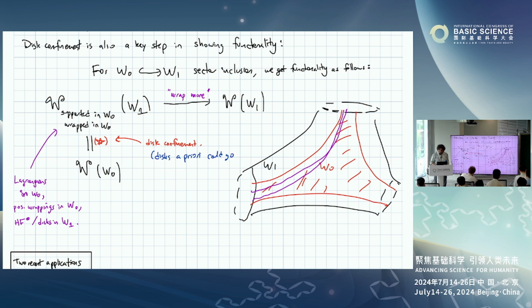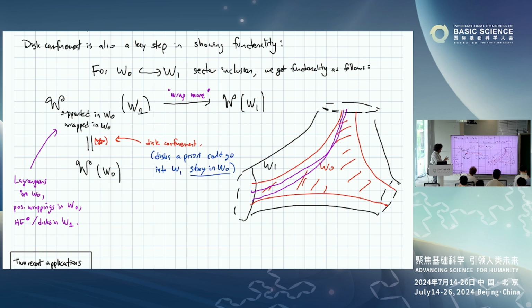Disk confinement would tell us that the disks that a priori could go into W1 stay in W0. Okay, that's a sort of a priori statement. Okay, so that's basically a quick recap of how we get functoriality for Fukaya categories.